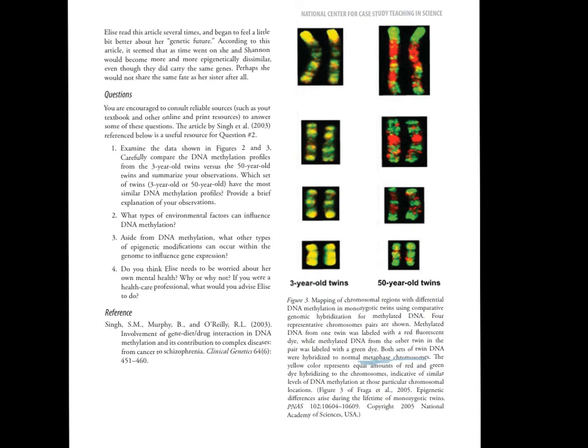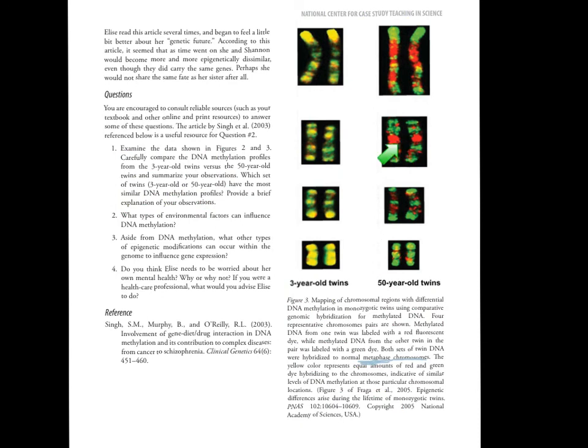There are other kinds of epigenetic changes that can happen. We're just looking at methylation here. And so when you're looking at the data shown in these two, they ask you which set of twins, 3-year-olds or 50-year-olds, have the most similar DNA methylation profiles. I think you see by what I just said a moment ago that these sets of 3-year-olds obviously have a more closely related methylation profile than these two. And the explanation I just gave, I'm not going to repeat it.